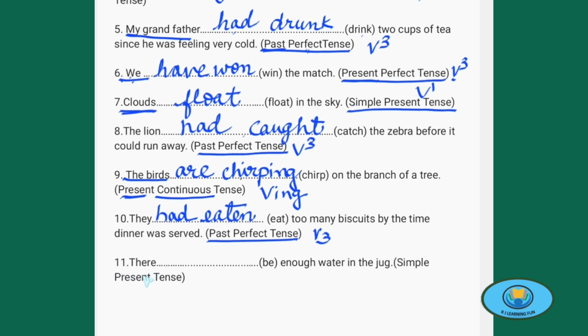Number 11, there is enough water in the jug. Simple present tense is the first form of verb, and because be is there and the present form of be is is, am, are, there with water we use singular. There is, simple present, there is enough water in the jug.